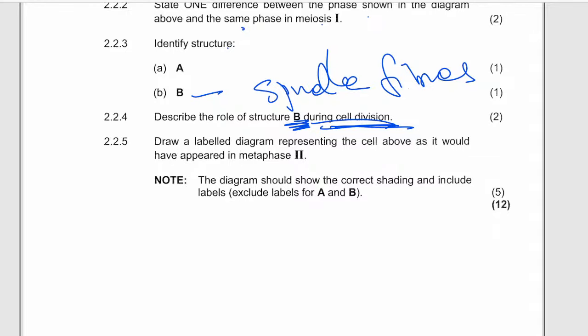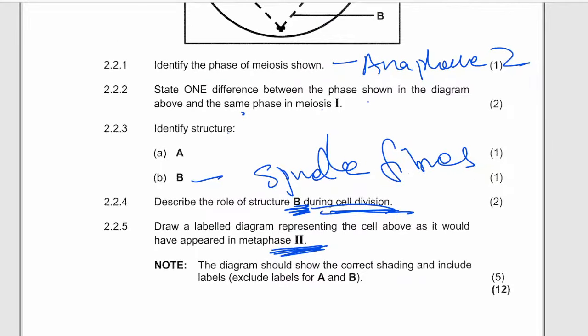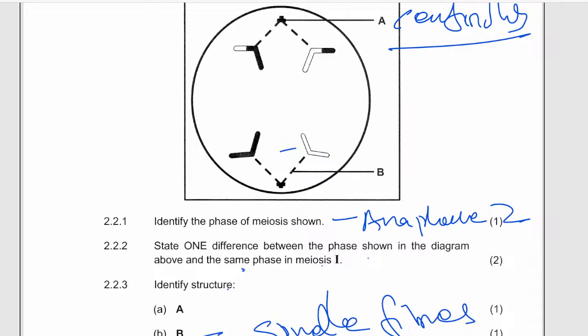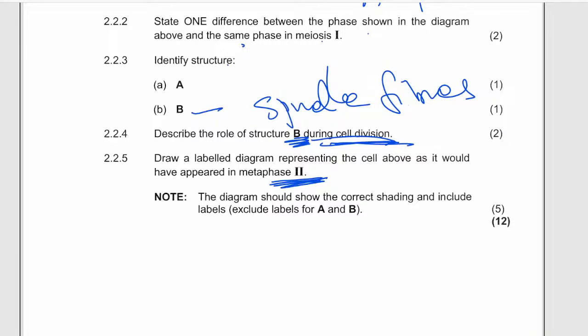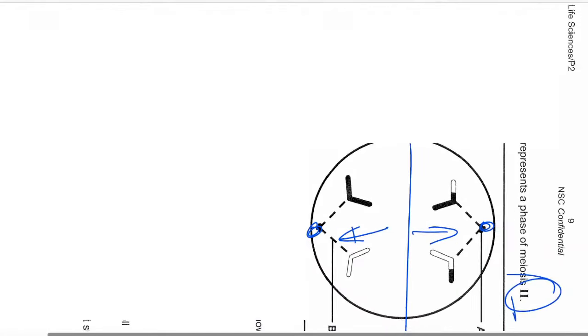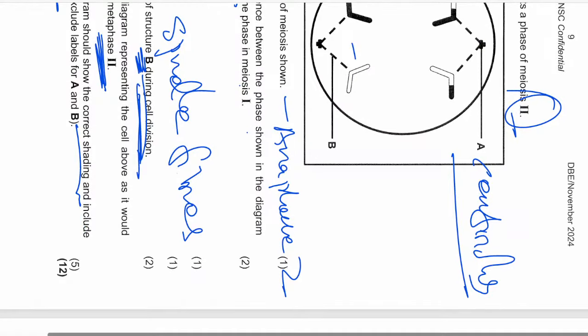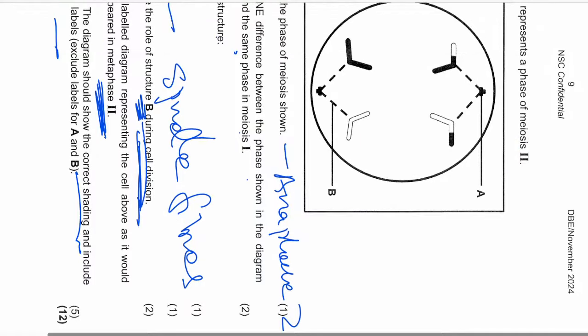Draw a labeled diagram representing the cell above, as it would have appeared in metaphase 2. Metaphase 2. Right now, guys, I think I saw it. Yes, this time they made it clear for you. But in most cases, they don't make it clear for you. They made it clear and said that you should make sure you have the correct shading. So a wise person, if you don't know, would have done this. If you don't know. But if you know, then it's fine.